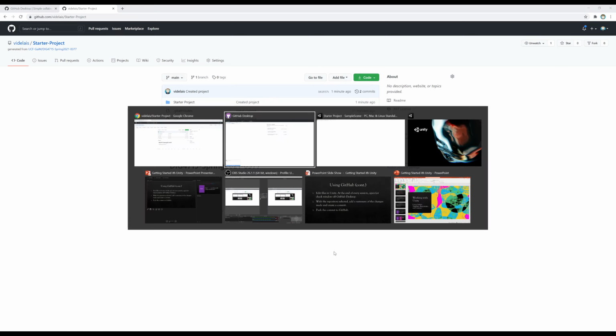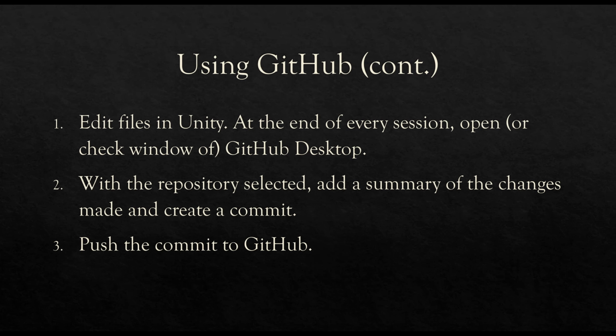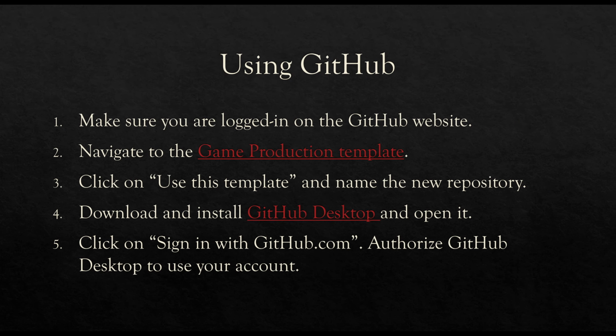So moving back over to PowerPoint, I will walk back through this one last time. So we started with making sure we were logged into the GitHub website, navigating to the game production template, which again has all the rules set up for us ahead of time, clicking on use this template, naming the new repository. And again, when we name a new repository, we generally want to name it based on the name of the project we will be using it for, our organization, but that doesn't have to be the case, it just helps us organize things.